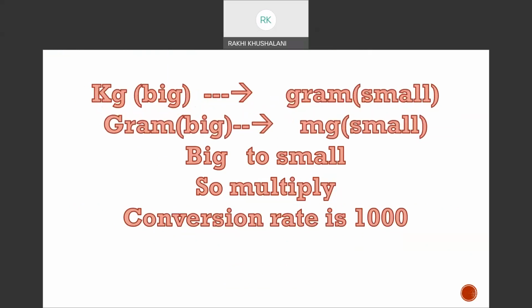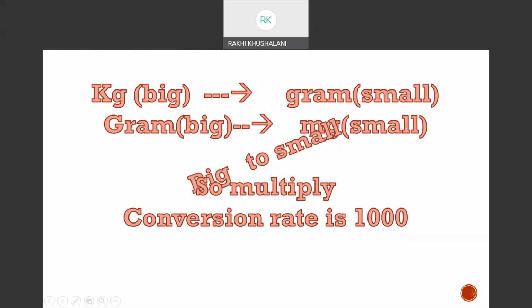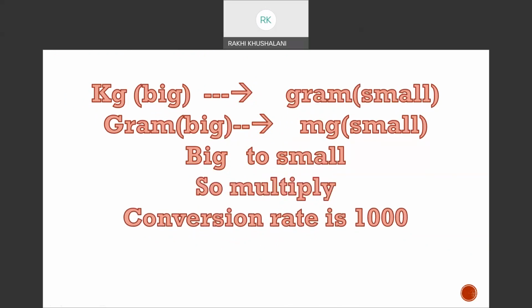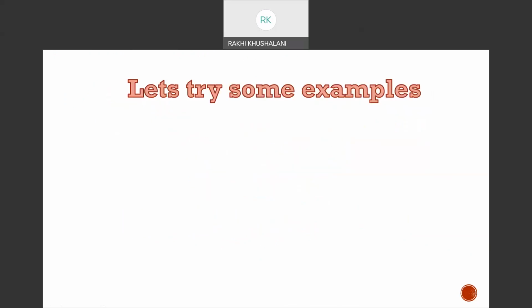And when we convert from gram to mg, that is milligram, again we multiply by 1000 because conversion rate is 1000. Let's see more. So multiply and conversion rate is 1000. Let's try some examples here.